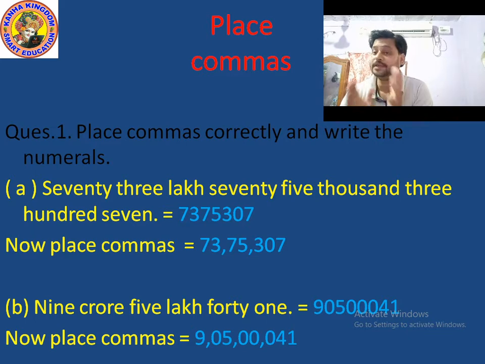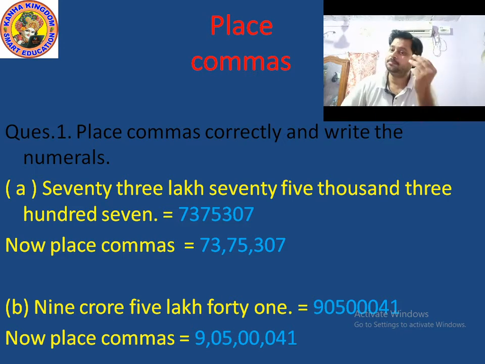See, very easy. First you check how many periods are in this question. Thousands come in this question, lakhs also come in this question. So which word is greatest here? Lakhs. That means 3 periods, and 3 periods means 2 commas. Clear? Easy? Now, in the lakhs period, you all know how many place values?